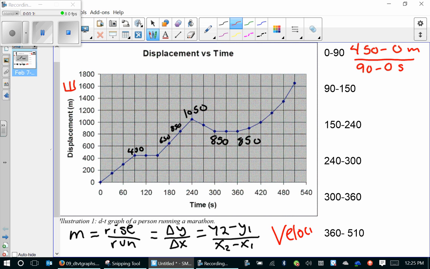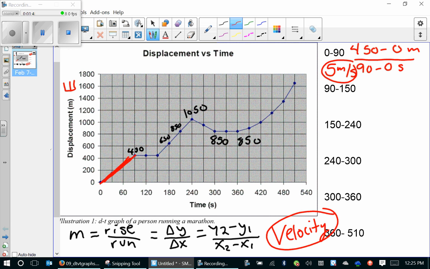This is really important that you understand. The slope of a displacement versus time graph is velocity. So 450 minus 0 is just 450 over 90. So that is going to be 5 meters per second for this section right here. Running 5 meters per second.